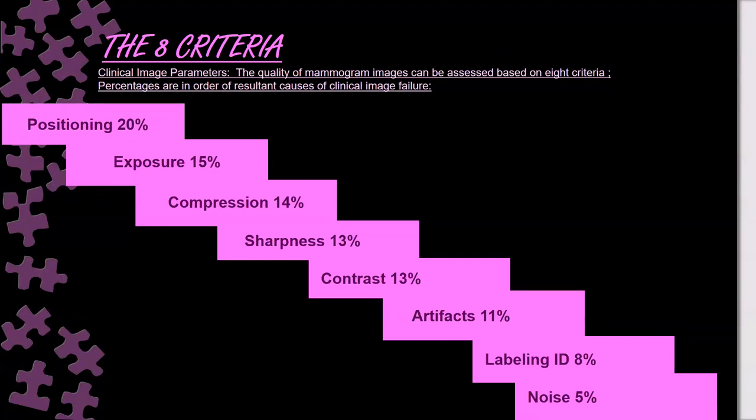So we have 8 criteria to evaluate the mammographic image quality. At the top of the pyramid is positioning, which represents 20% of clinical image failure, followed by exposure, compression, sharpness, contrast, artifact, labeling, and noise.